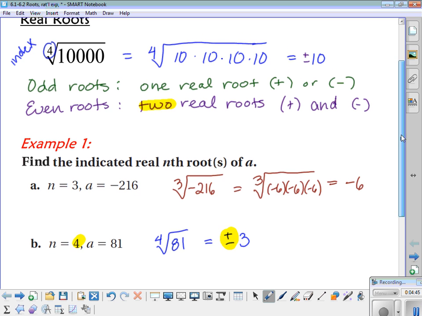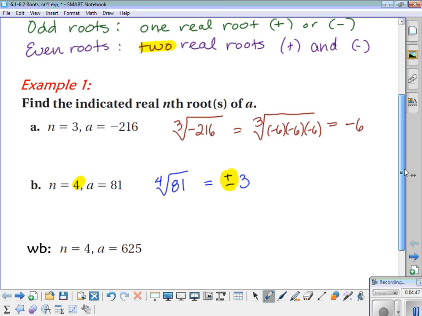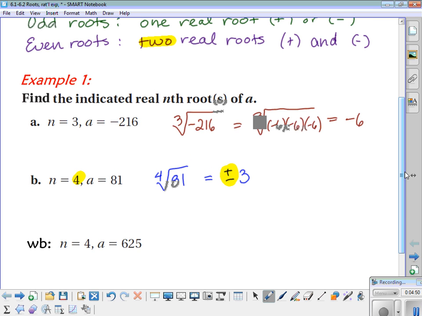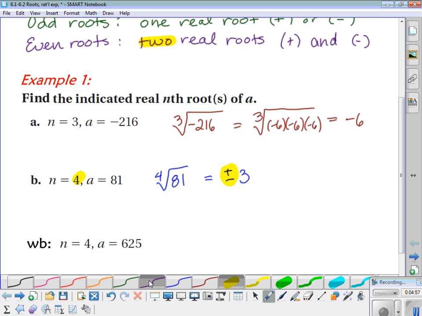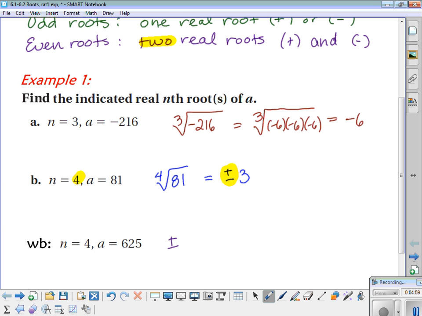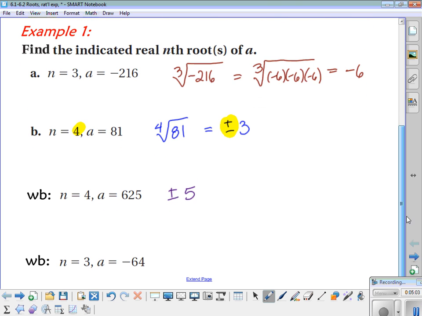So here's one for you guys to do on your whiteboards. Okay, so it's an even root. It's plus or minus, and looks like you guys all got 5. All right, how about this one?